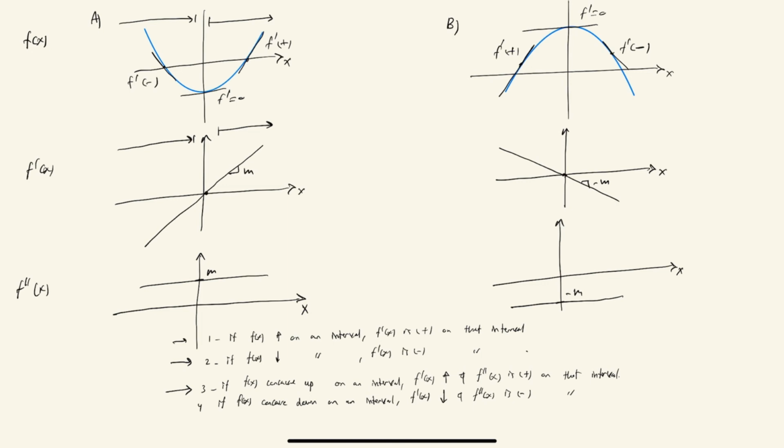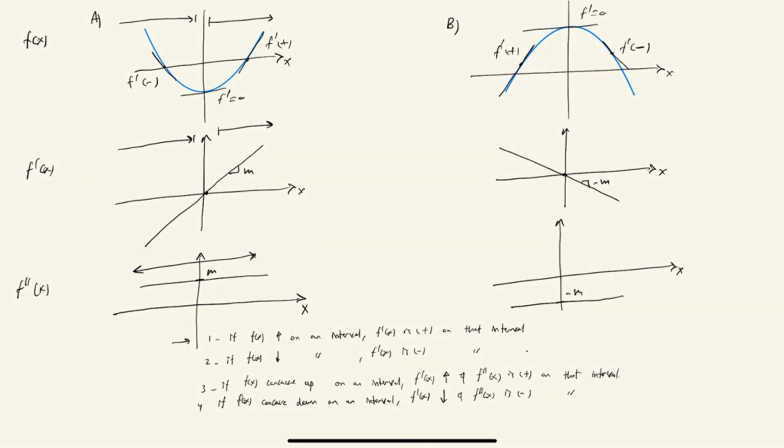If f of x is concave up on the interval, f prime of x is increasing, and then f double prime of x is positive on that interval. So we have two segments here. First, let's look into the first derivative. On the first derivative, we notice that since the function is concave up, it's increasing in value. And then for the second derivative, we can notice it's above the x-axis, which means it's positive.